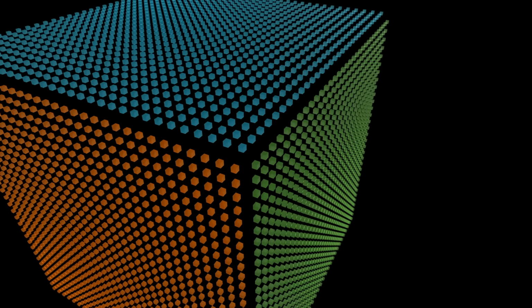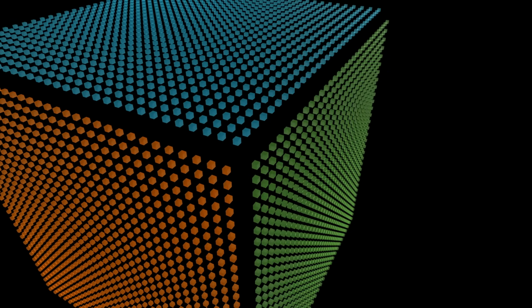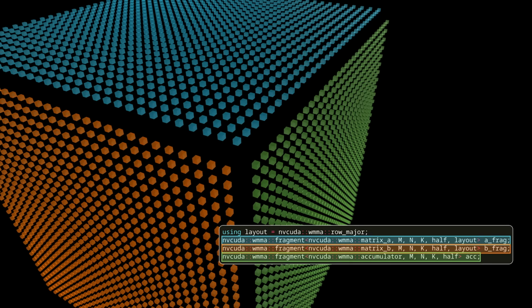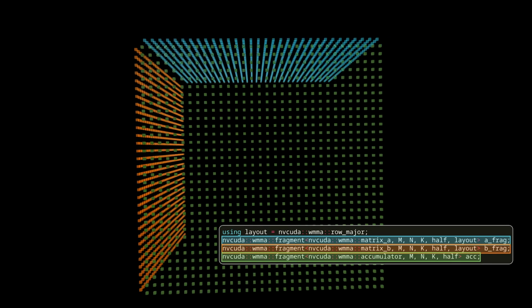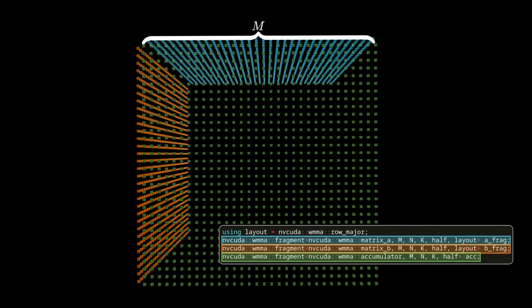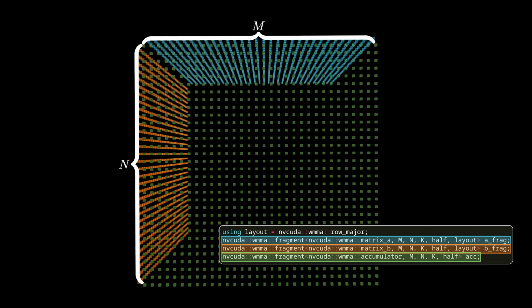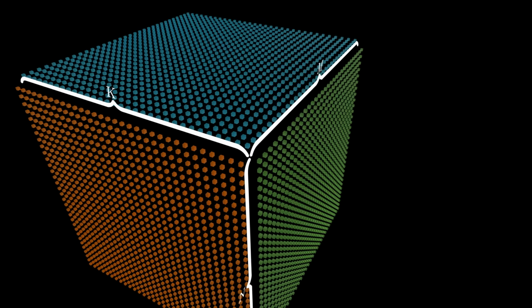When programming tensor cores, we first need to specify the shapes of our input and output matrices. Those are referred to as M, N, and K. M is the common dimension between matrix A and our accumulator, and N is shared between matrix B and the accumulator. K is the dimension that is the same between both our input matrices.